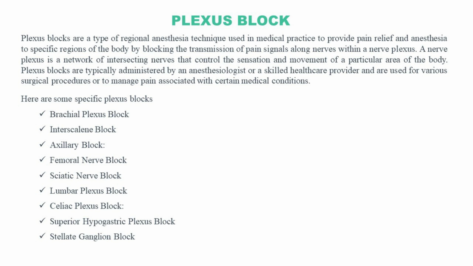7. Celiac plexus block. This block targets the celiac plexus, a network of nerves in the abdomen. It is primarily used for pain management in patients with cancer-related abdominal pain, particularly in cases of pancreatic cancer or other abdominal malignancies.